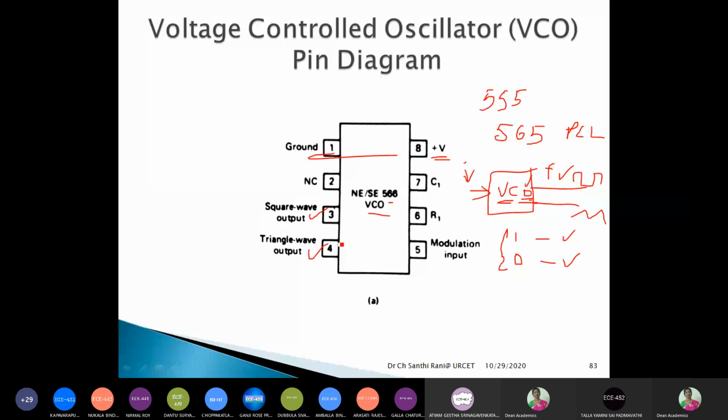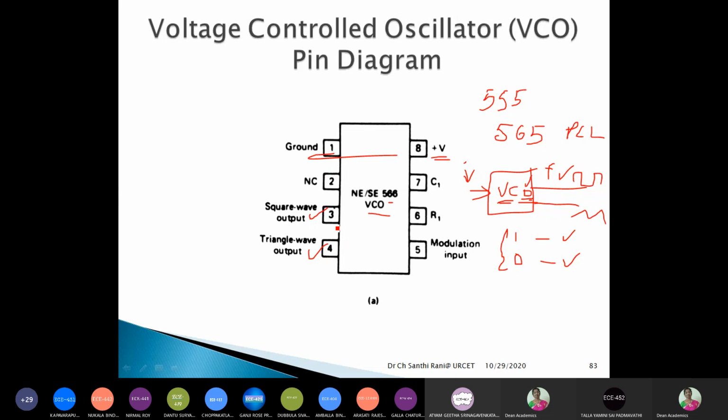Pin number 3 is the square wave output and pin number 4 is the triangular wave output. Whatever waveform you want, you can give your respective connections. So you can pick the square wave output from pin number 3, and you can pick the triangular wave output from pin number 4. So these are the pins.